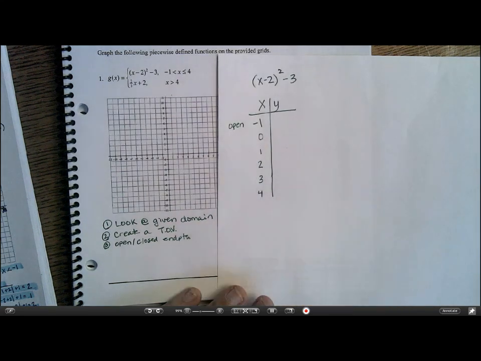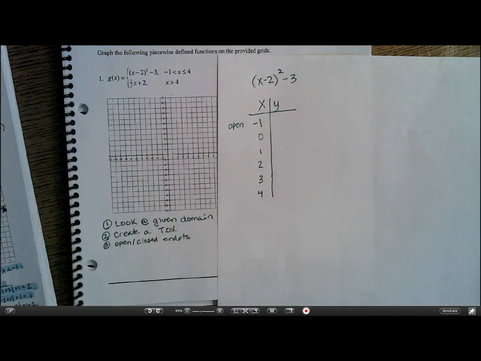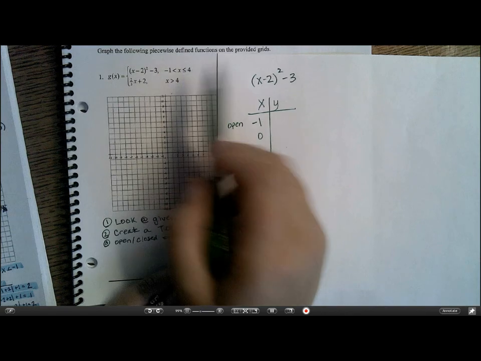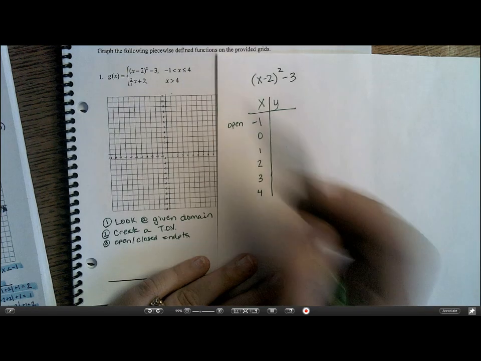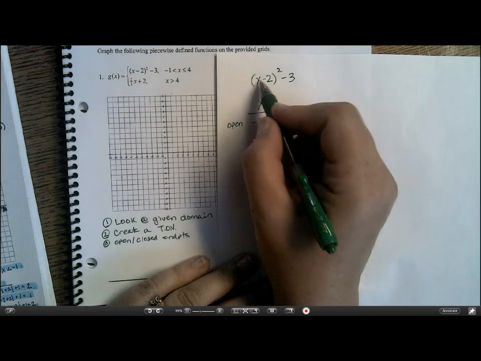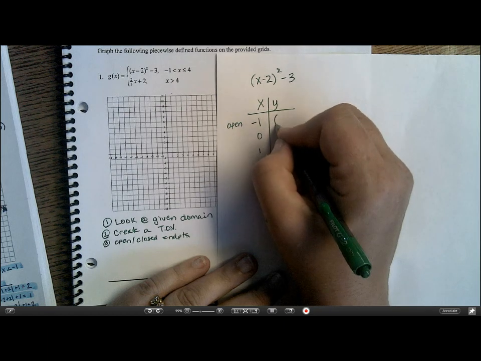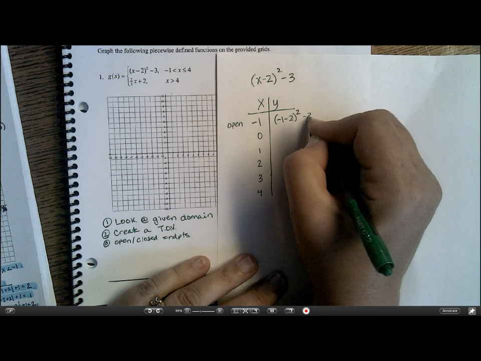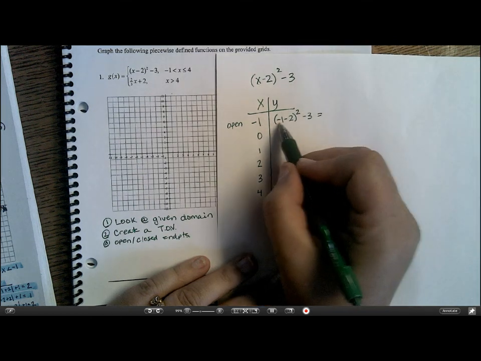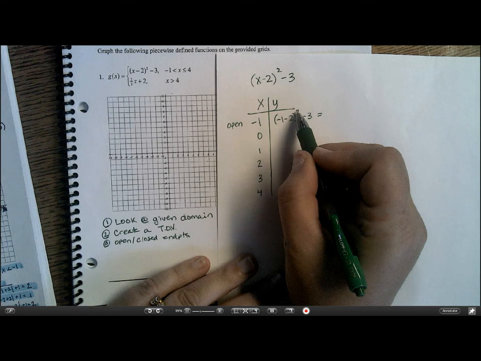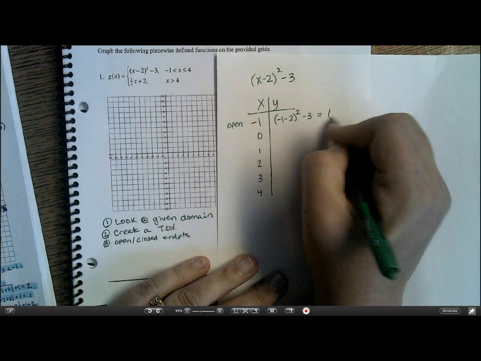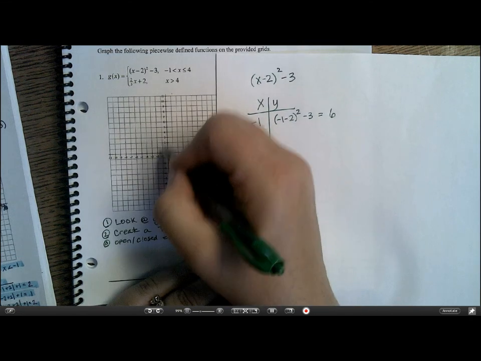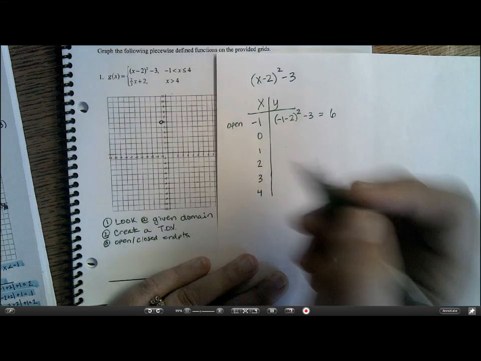Now, sometimes it's not necessary to generate everything, but when you have an interval that's specified, it's better to be safe than sorry. So now I'm just going to evaluate. Instead of x, I'm going to plug in (-1 - 2)² - 3. This gives me (-3)² is 9, minus 3 is 6. So I have the point (-1, 6), and it's open.